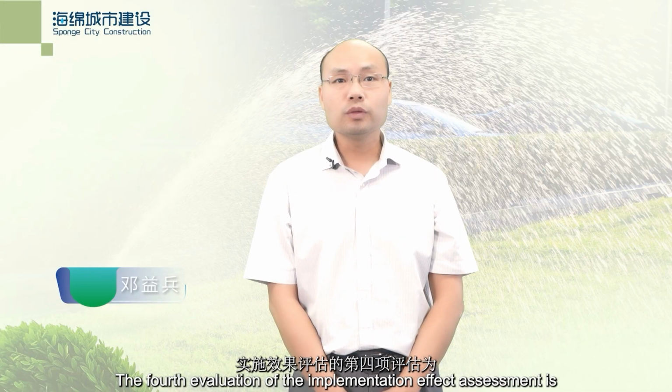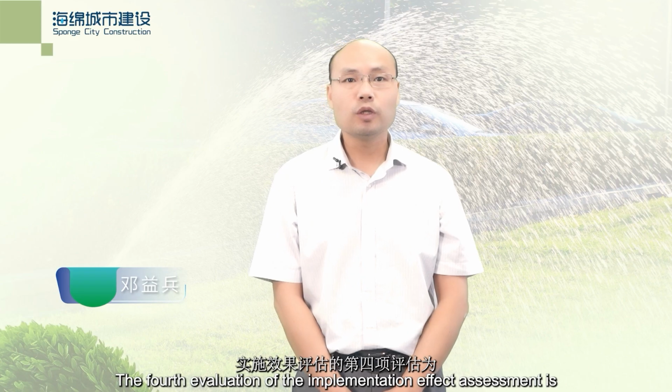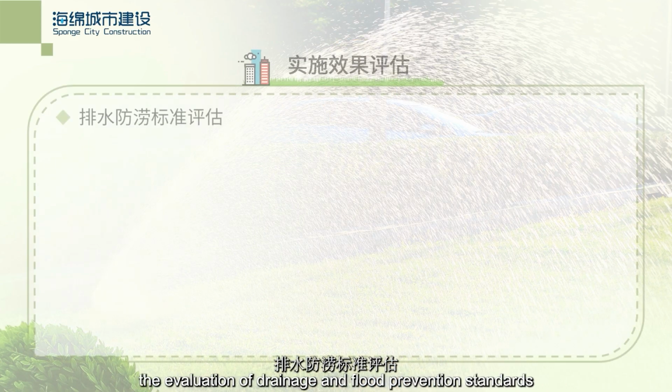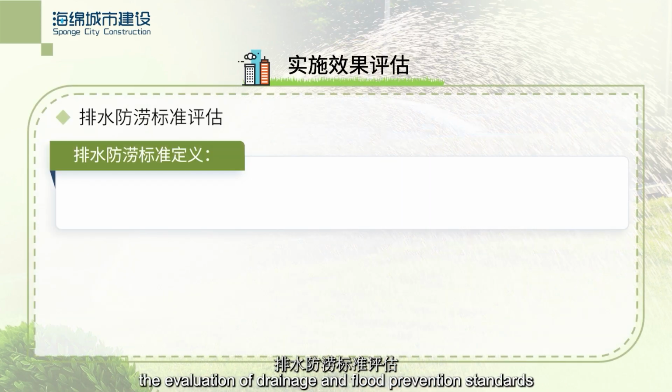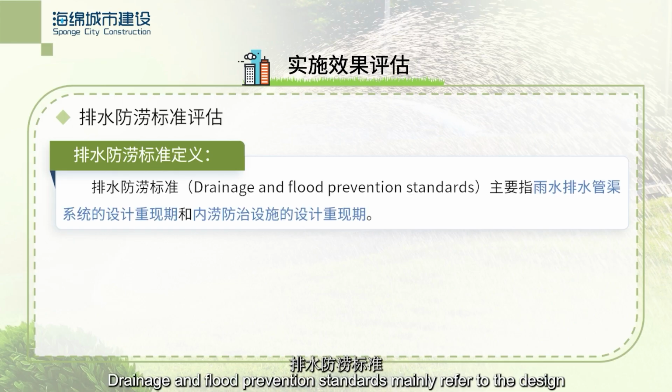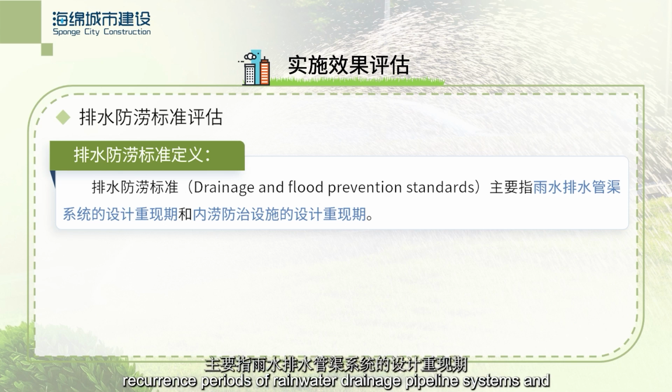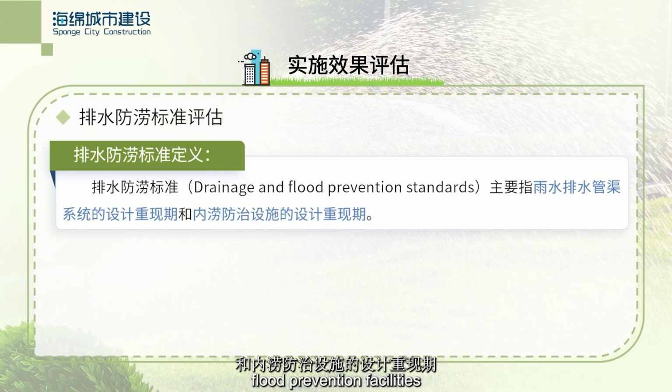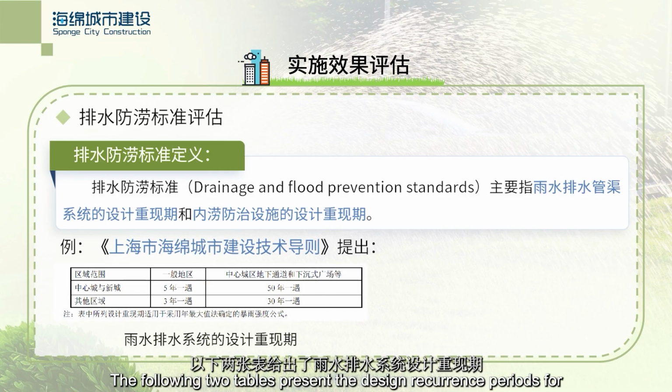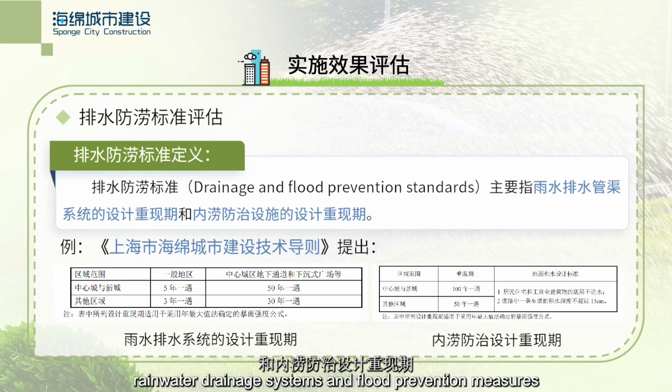The fourth evaluation of the implementation effect assessment is the evaluation of drainage and flood prevention standards. Drainage and flood prevention standards mainly refer to the design recurrence periods of rainwater drainage pipeline systems and flood prevention facilities. The following two tables present the design recurrence periods for rainwater drainage systems and flood prevention measures.